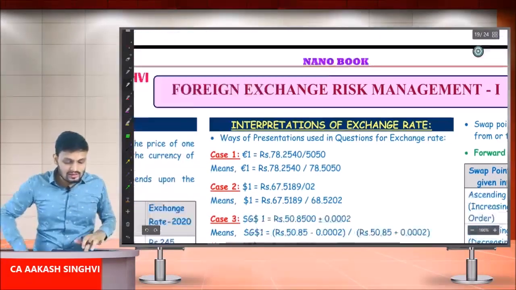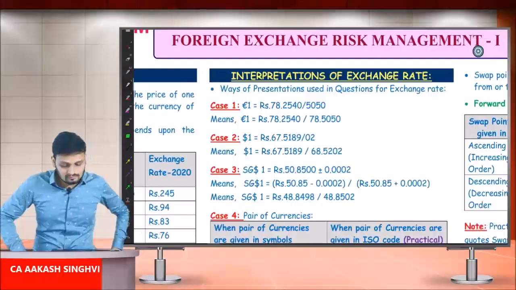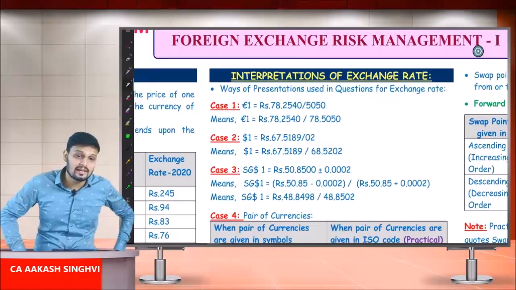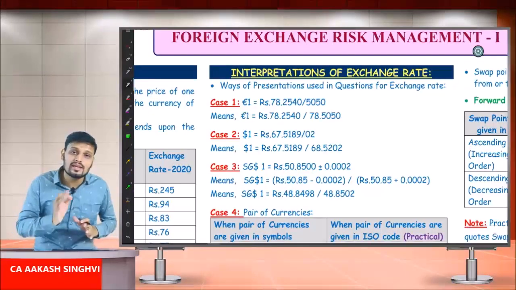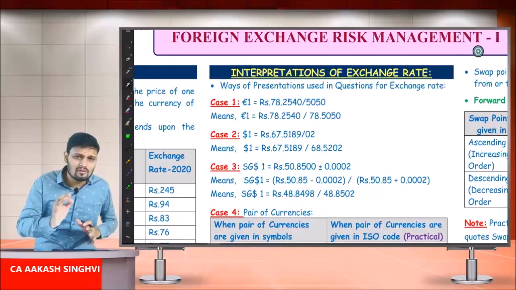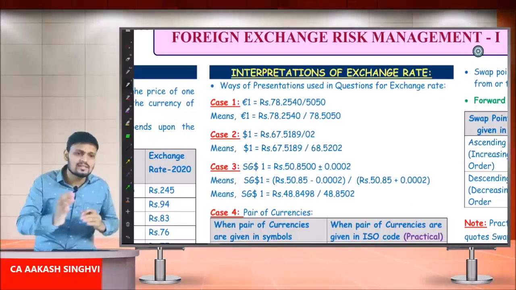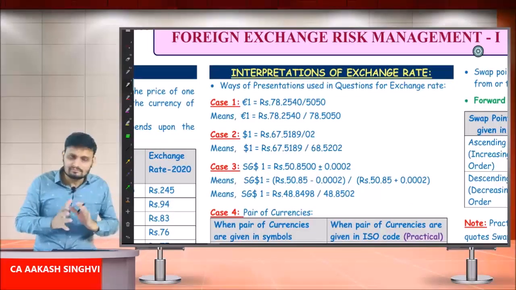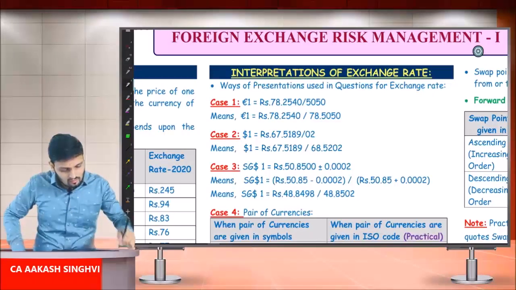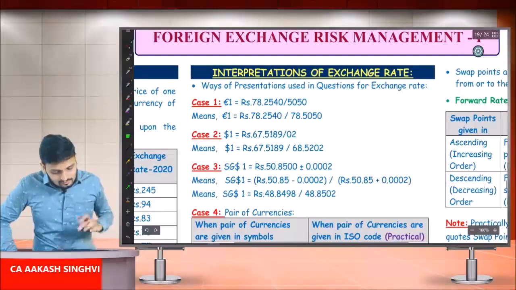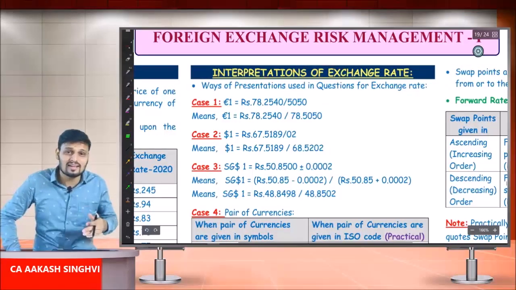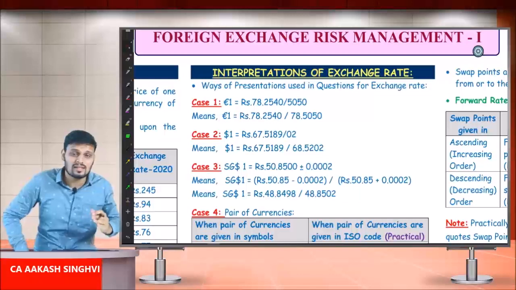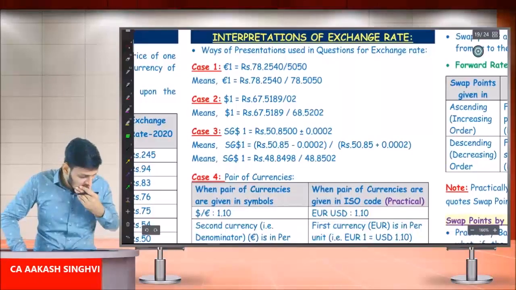Now let's go to the next part, interpretation of exchange rate. As I have told you, I have exhaustively covered each and every point in a really beautiful manner. Every point which has been asked in the past examination, I have tried to cover here. Okay, now what is interpretation? Ways of presentation used in questions for exchange rate. So these are different ways of presentation used in the past 30 years of examination. How do they present it?